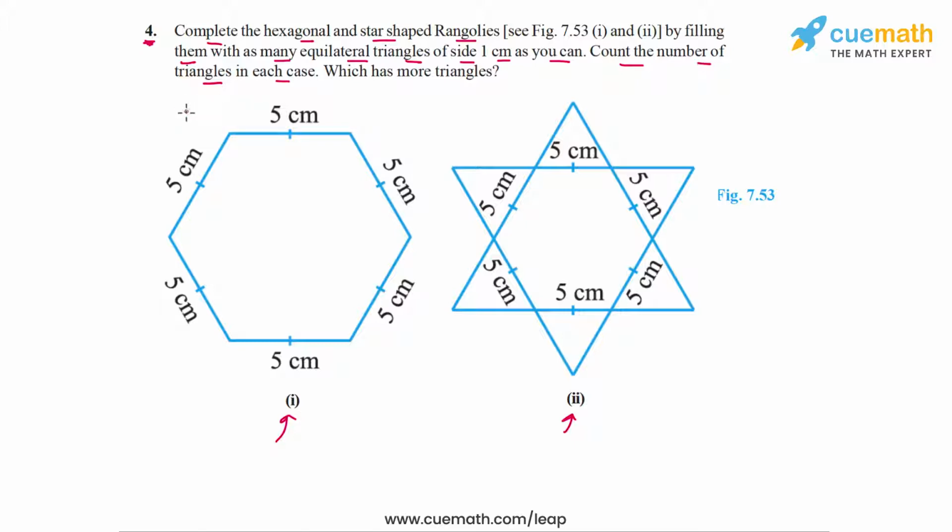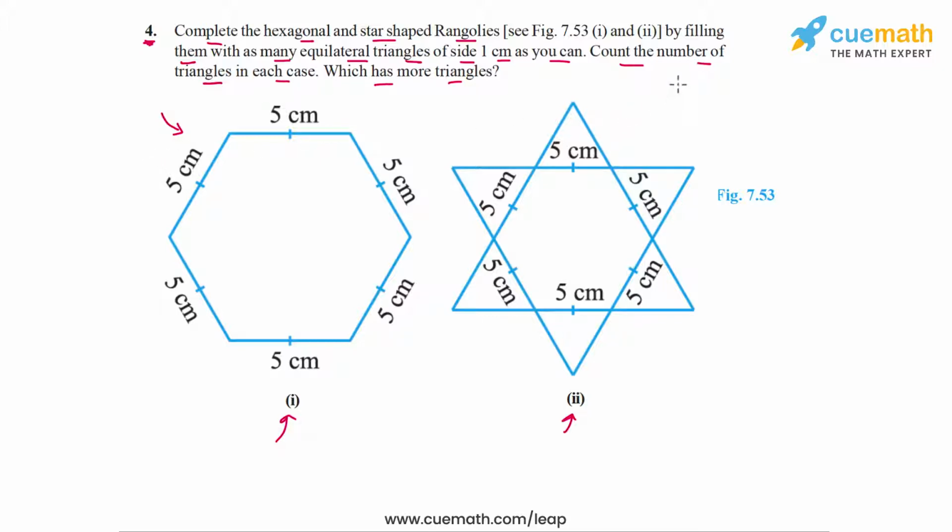So basically for both of these figures, we have to fill them with equilateral triangles of side 1 centimeter, as many equilateral triangles as possible. And then the question also says which figure or which rangoli has more triangles. So if you look at this first figure, it's actually a hexagon, a regular hexagon, a polygon of 6 sides, and each side is 5 centimeter long.